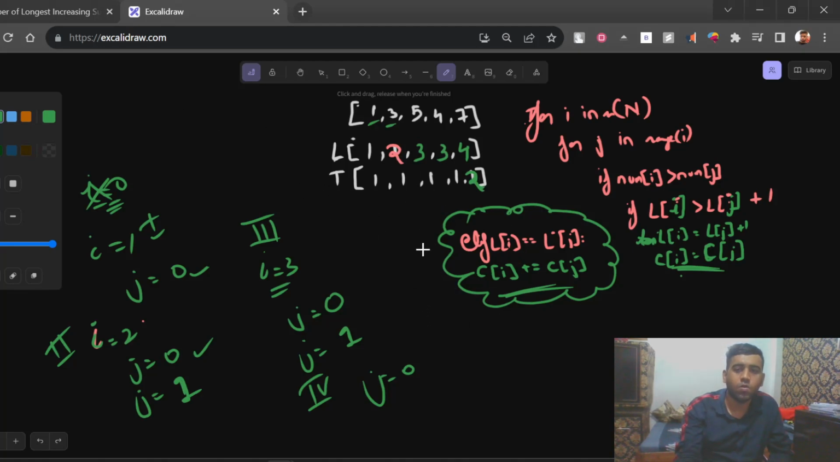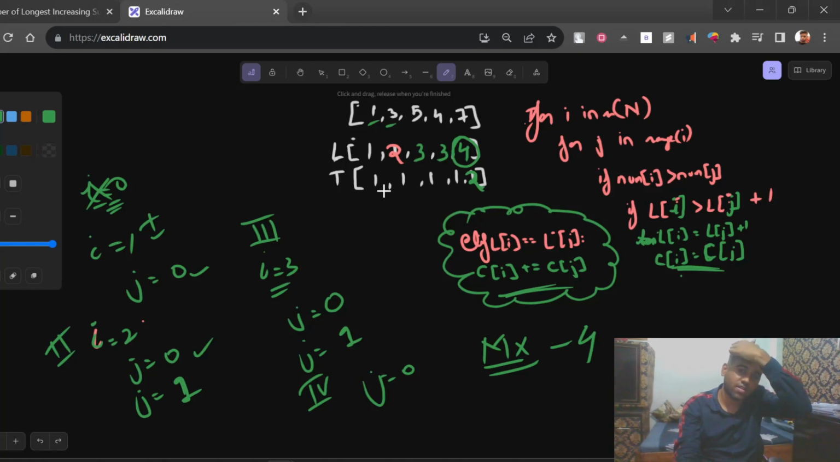We will check all the indexes. We'll check the maximum. The maximum mx was 4. We'll check which of the indexes from this count has 4. Does 0 have 4? No. Does 1 have 4? No. Does 2 have 4? No. Does 3 have 4? No. Does 4 have 4? Yes, 4 has 4.